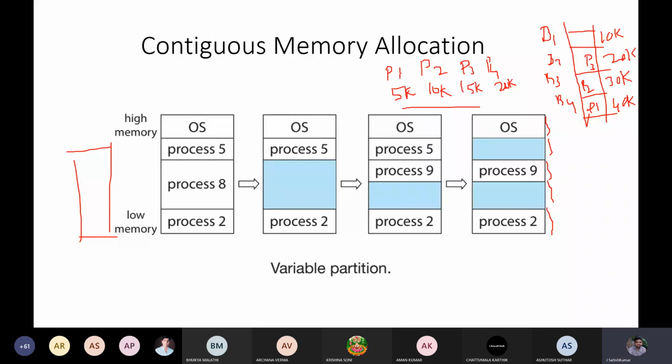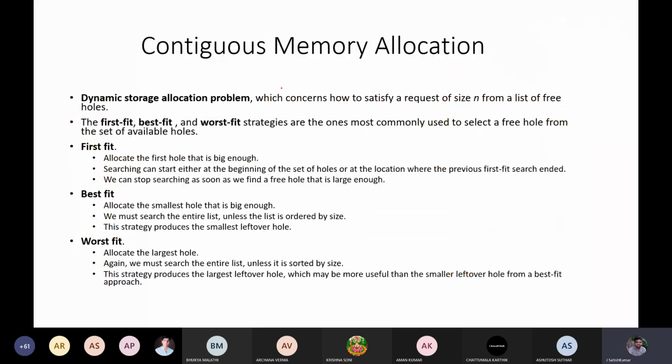Now here, when P1 is allocated in block 4, how much memory is left unused? 35 kilobytes. Because block 4 is 40 kilobytes and P1 needs only 5 kilobytes, the unused space is 35 kilobytes. Right? So like that we can calculate. There are various strategies available.